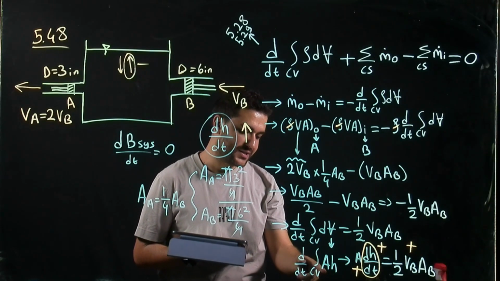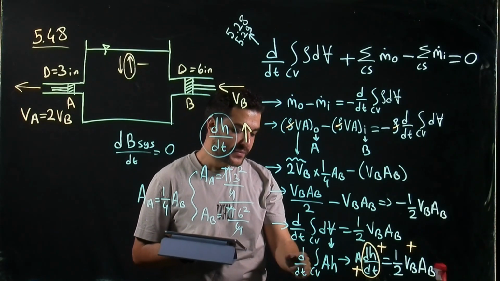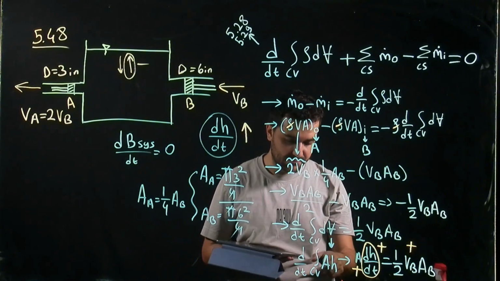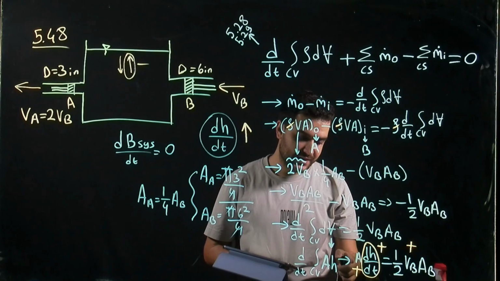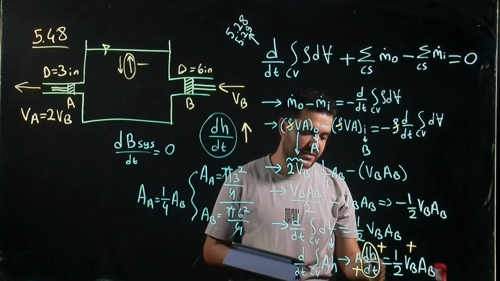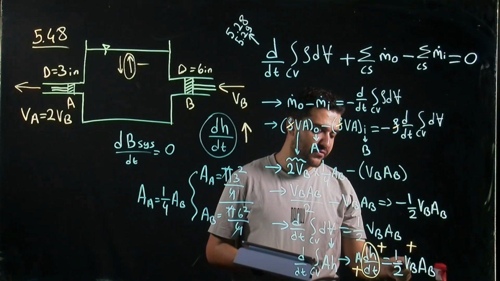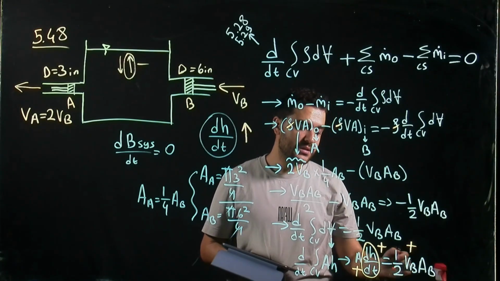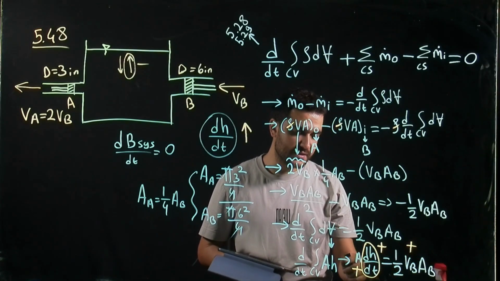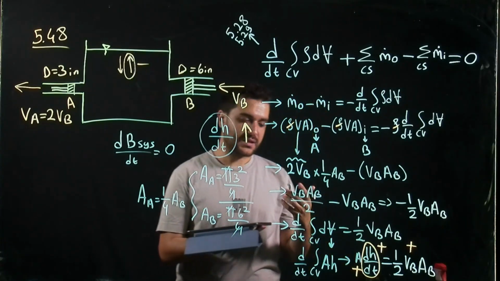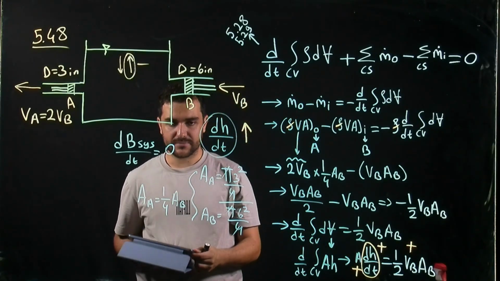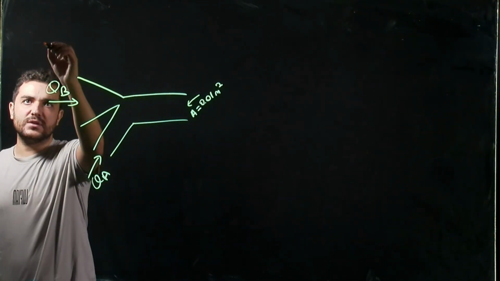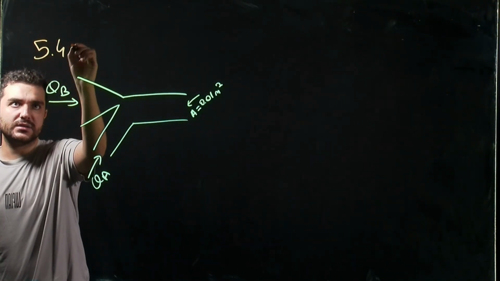Since the area A is constant, we can move it to the outside. So we obtained A times dH over dt is equal to half of VB and AB. These are all positive, so we said dH over dt is positive. It means there is a rise in water level. Okay, let's keep going with question 5.49.